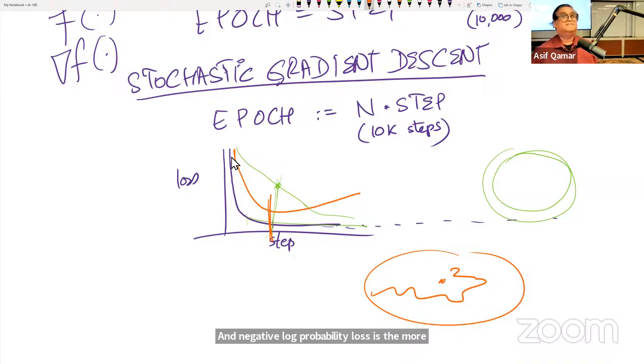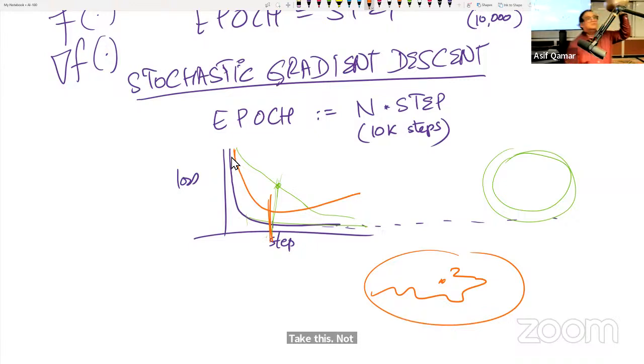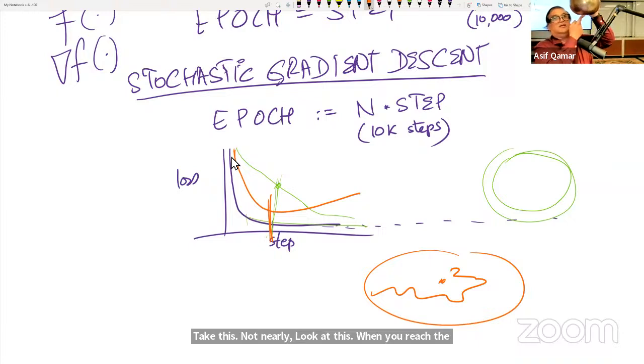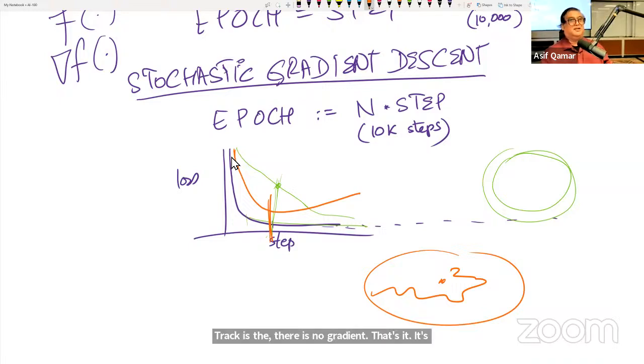How do you find the minimum? Theoretically, that's a very good question, and that's the whole question of gradient descent. That's the whole topic of the next lecture. Hold that, but I'll give you a preview of it. Your gradient will vanish, or nearly vanish. When you reach the minima valley, what do you have? It's flat. Flat means there is no gradient. That's it. The gradient vanishes. Loss gradient will vanish at the bottom of the hill.